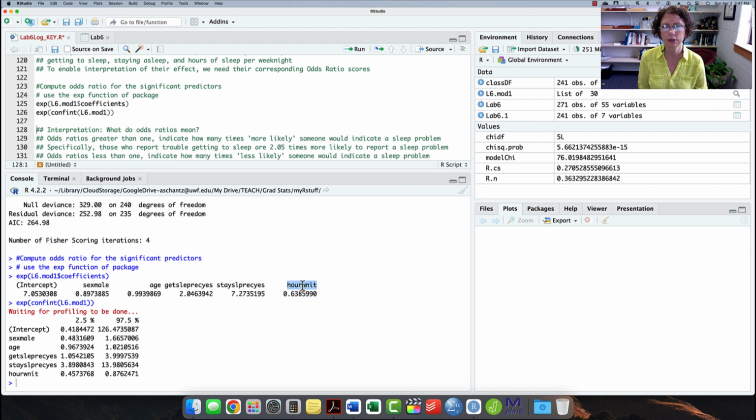And remember, the hours per weeknight is a continuous variable. So now we have to interpret like we would interpret a continuous predictor in linear regression. For 1 unit increase, what's the unit? It's hours. So for 1 hour more sleep a night someone gets, they are 0.64 times likely to report a sleeping problem. Well, if I multiply by 0.64, I'm less likely. You see what I mean? It's almost like not a full 1, it's less likely. Anyway.